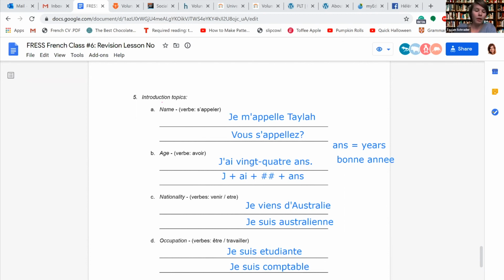And then travailler. Usually, you use it to say I work somewhere. Like, je travaille dans un supermarché. I work in a supermarket. Or je travaille dans une boutique. I work in a shop. That's the main difference between travailler and être. Did anyone have any questions about those before we finish up?